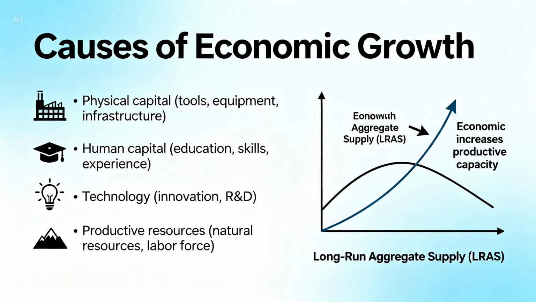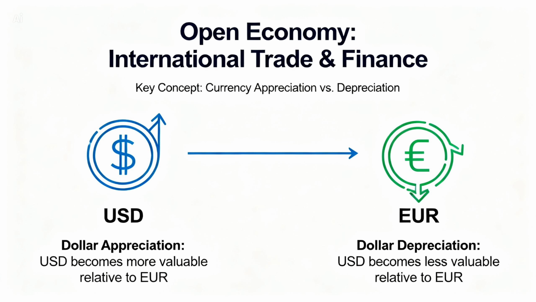And finally, know what causes economic growth. Growth can come from increases in physical capital, human capital, technology, and productive resources. Economic growth increases an economy's productive capacity and shifts the LRAS to the right.